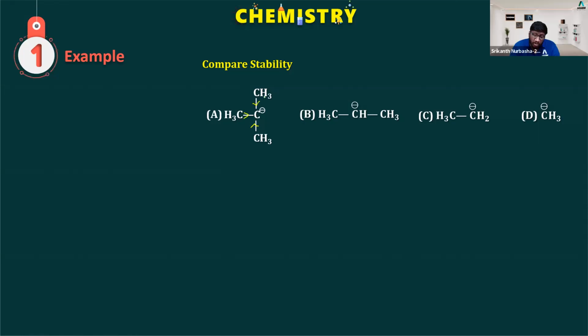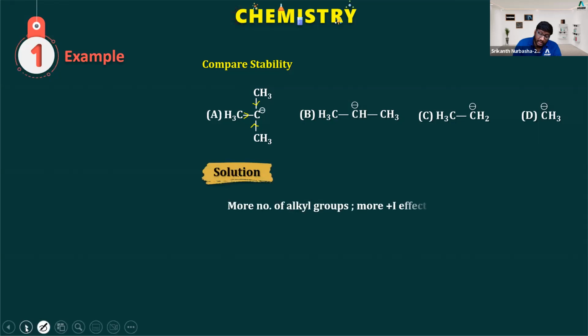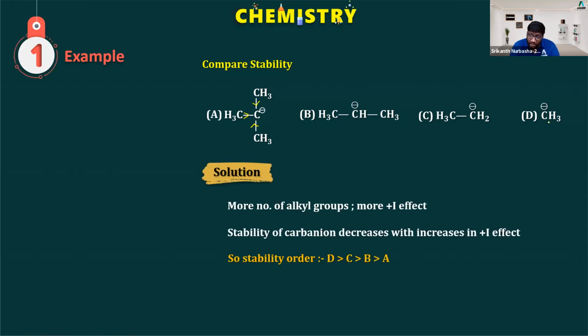Yes or no? Because in A we have electron donating groups. So C will be, because all the three methyl groups are electron donating, and carbon already has a negative charge, the negative charge on carbon is increased. Negative charge increased means stability decreased. So A will be least, then B, then C. So D will be the highest.